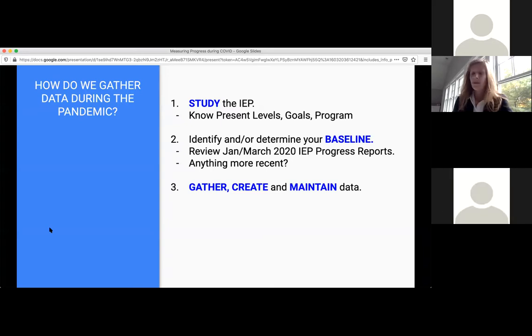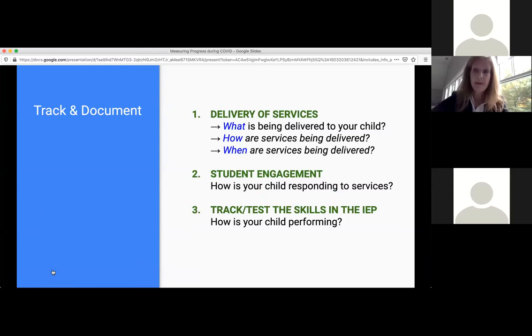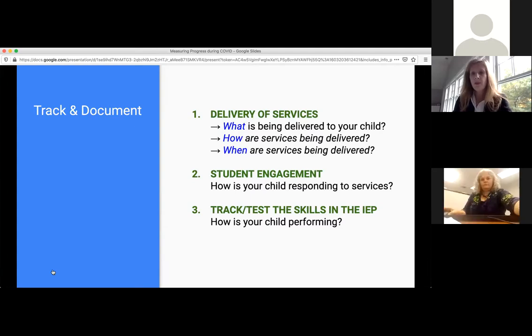And the best you can do is all you can do. So this is when you want to get out your notebook or your laptop or your tablet or your spreadsheet or your journal or your loose-leaf piece of paper that you keep in a binder. Whatever method works for you is just fine, and we want to start to document what we're seeing. And there are three different buckets, I like to call them, of what would be worthwhile for you to be documenting. The first bucket is the delivery of services.